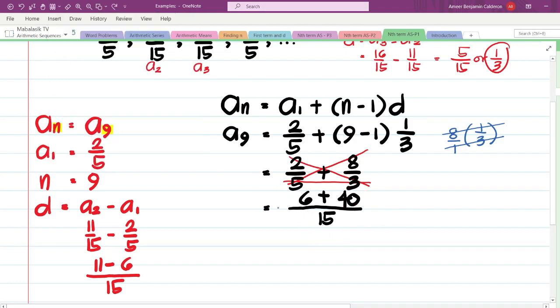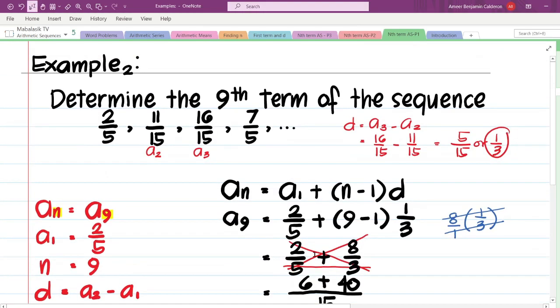Now, going back to our solution. So 6 plus 40, that is 46 over 15. If you can simplify this or reduce it to its simplest form, you can do that. But I think this is our final answer already. So let us have our third example.